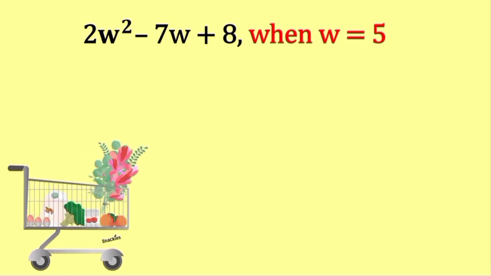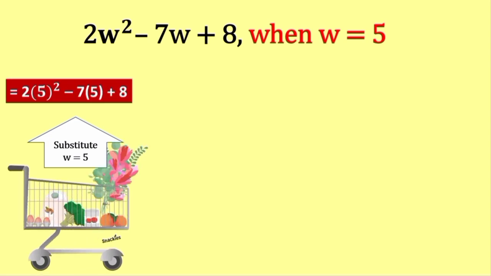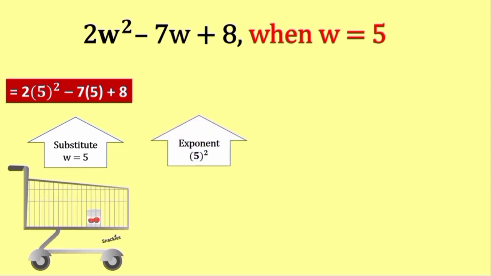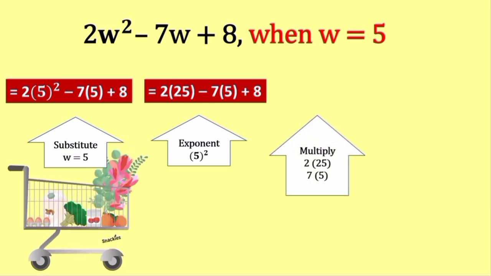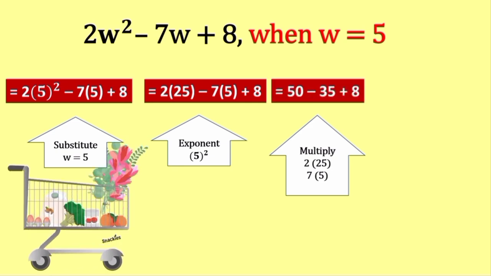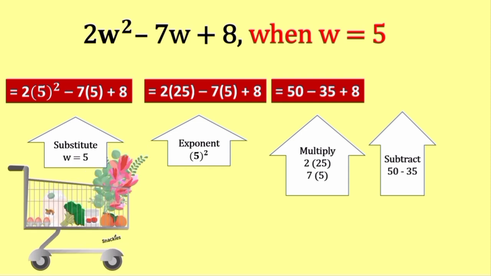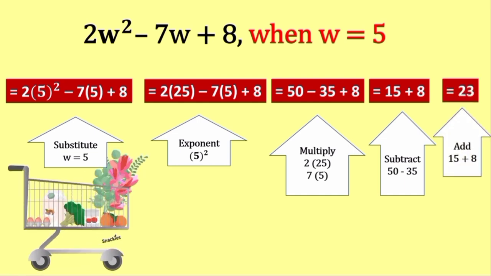Now, let's have example number 3. 2w squared minus 7w plus 8. Again, w is equal to 5. Now, let's substitute the value of w. Then, let's perform the exponents. 5 times 5 is 25. Then, let's multiply 2 times 25 and 7 times 5. Now, let's subtract 50 and 35. Then, lastly, let's add. Our final answer is 23.